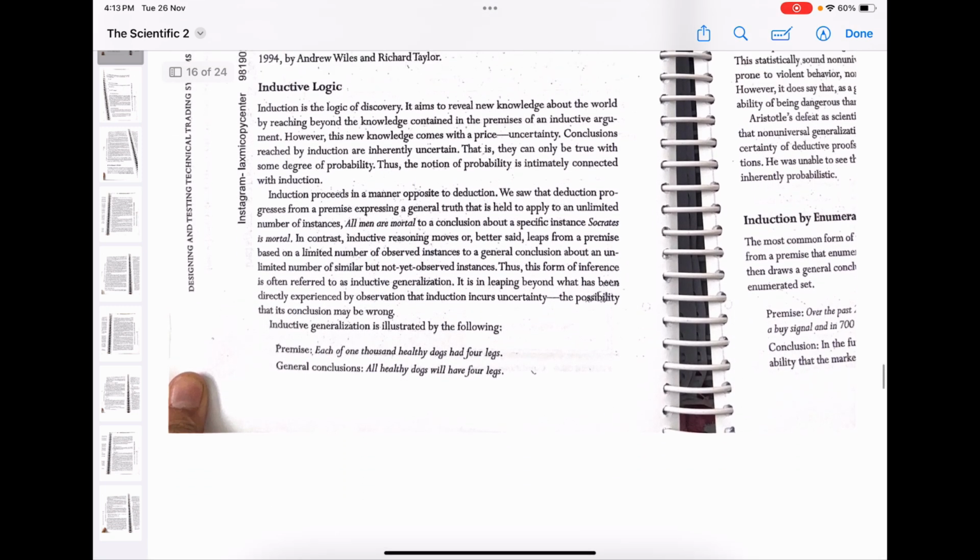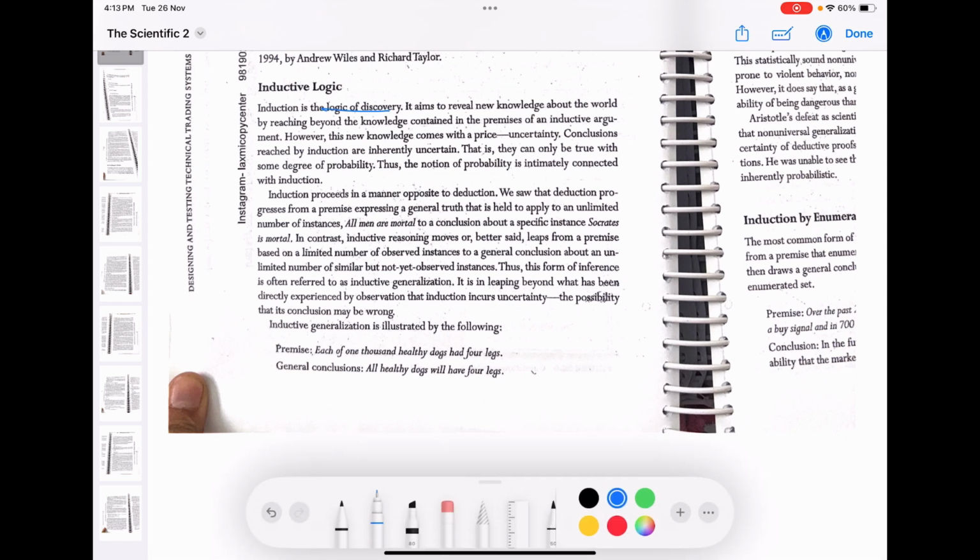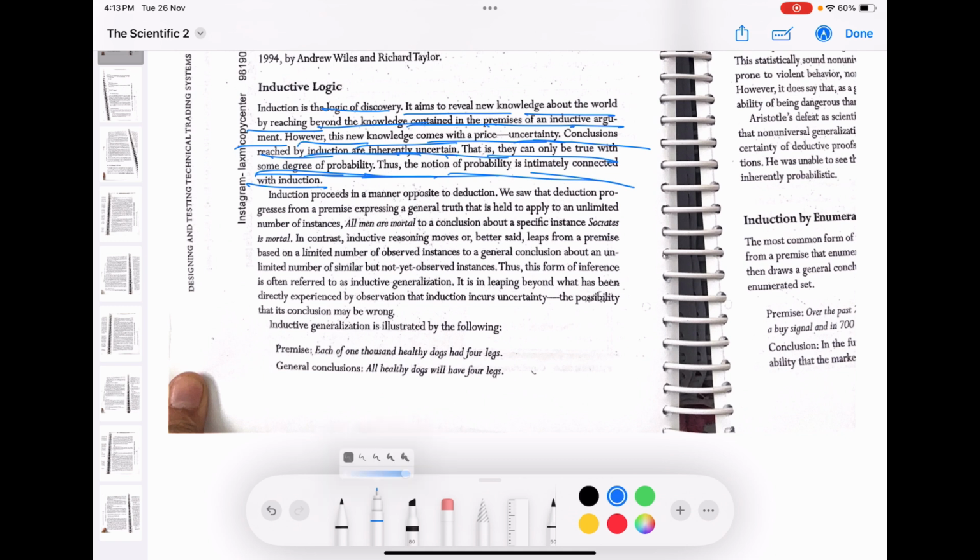Now let's talk about inductive logic. Induction is the logic of discovery. It aims to reveal new knowledge about the world by reaching beyond the knowledge contained in the premises of an inductive argument. However, this new knowledge comes with the price of its uncertainty. Conclusions reached by induction are inherently uncertain, that is, they can be true only with some degree of probability. Thus, the notion of probability is also connected with induction.